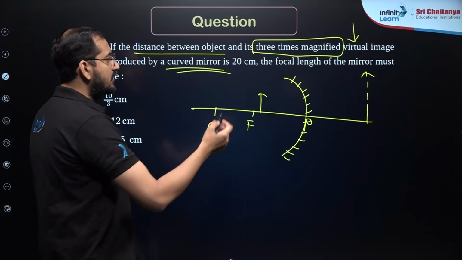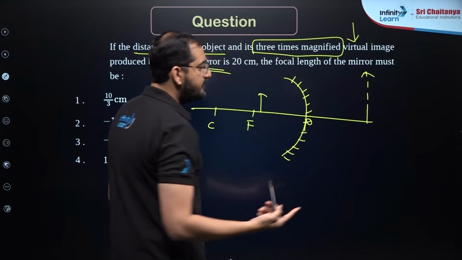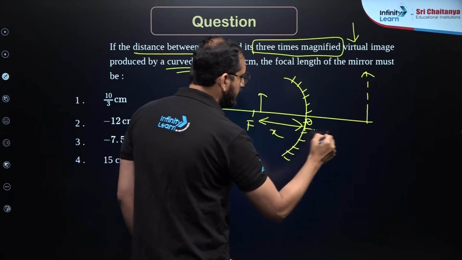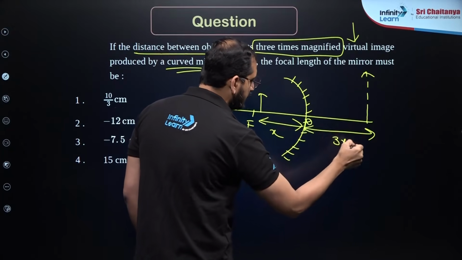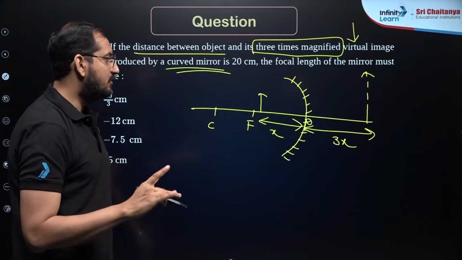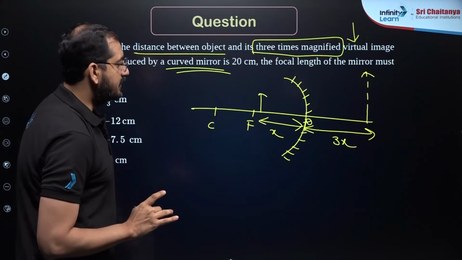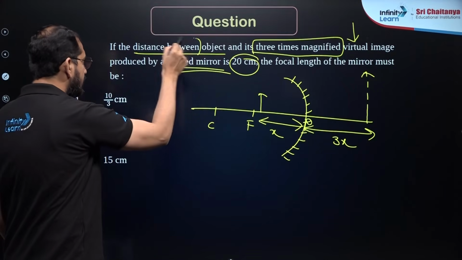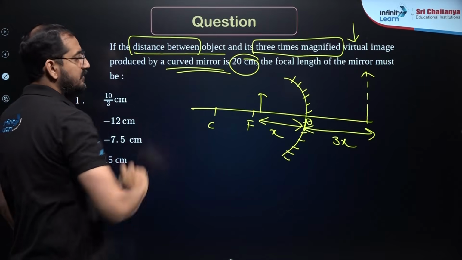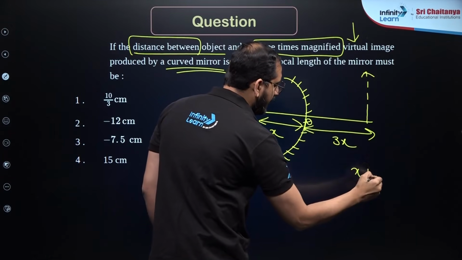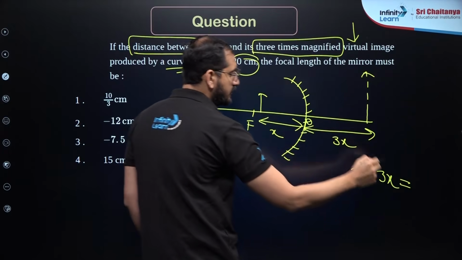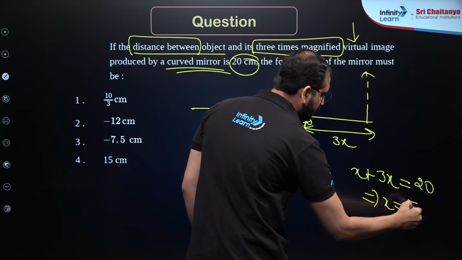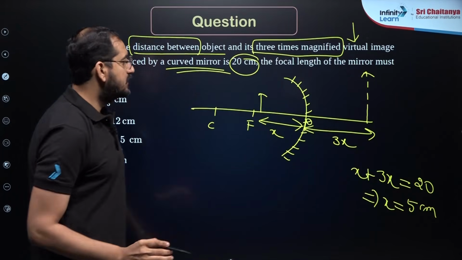The question is saying that the image is 3 times bigger. So what I can do is, if this distance is x, I can directly say this distance should be 3x, because you know hi by ho equal to minus v by u. And what is this 20 centimeter? Let's read the question carefully. The distance between object and the image is 20. It means that x plus 3x, the total distance, is 20, and that will give me the value of x as 5 centimeter.